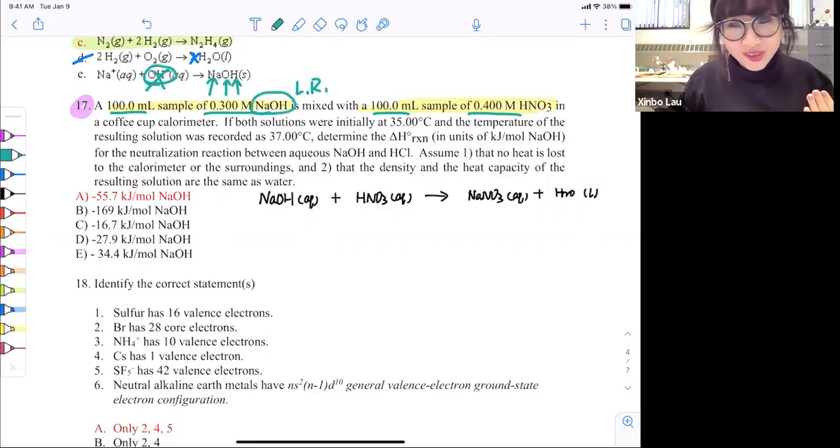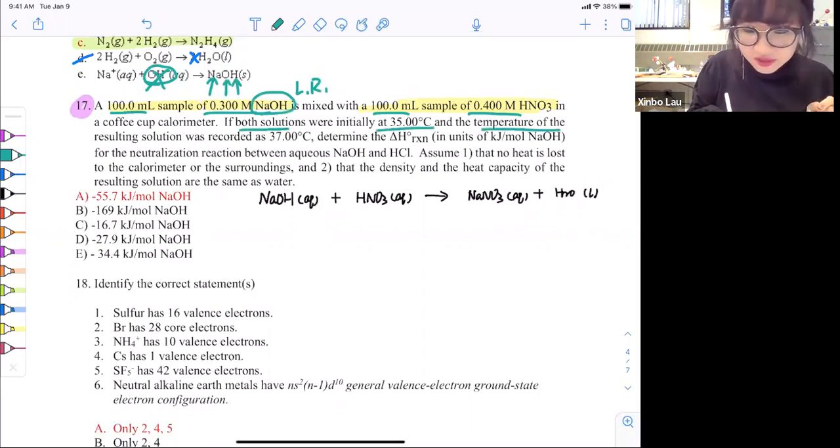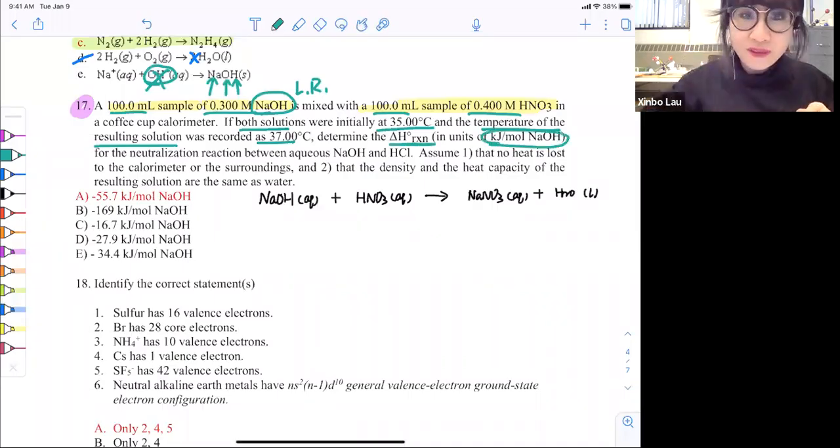Even if you didn't notice that, if you continue to read the question, it says both solutions initially had the same temperature, we measure the temperature of the resulting solution, and we determine delta H of the reaction in units of kilojoule per mole of sodium hydroxide. The question actually points that out for us anyway. But we should also understand why we use sodium hydroxide: because that's our limiting reagent. Okay, so that's all the background story we should know.